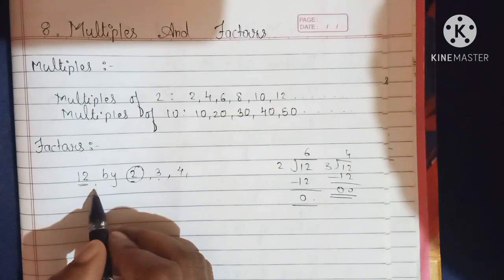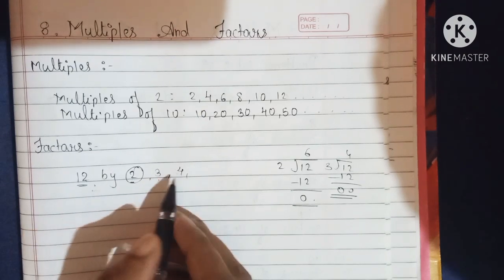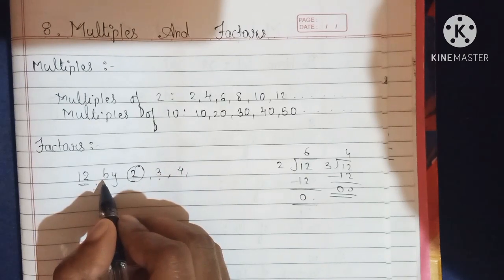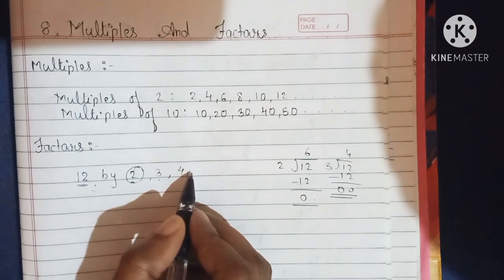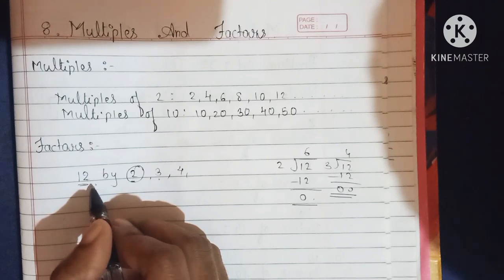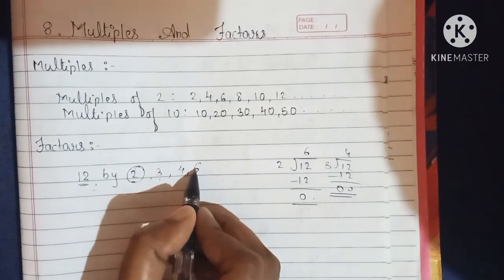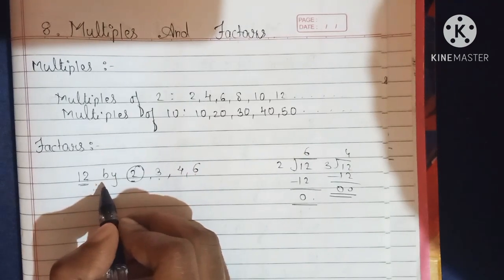Now 12 is not divisible by 5 because the table of 5 doesn't contain 12. 5 1s are 5, 5 2s are 10, 5 3s are 15. So 12 is not there in 5's table. So 5 is not a factor of 12. We can say that. So next check for 6. 6 1s are 6, 6 2s are 12. That means this 12 is divisible by 6. That means this 6 is also a factor of 12.